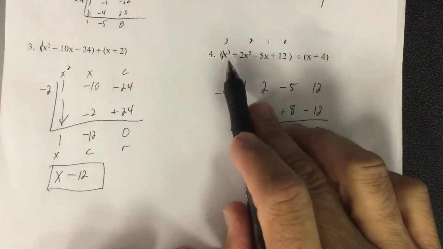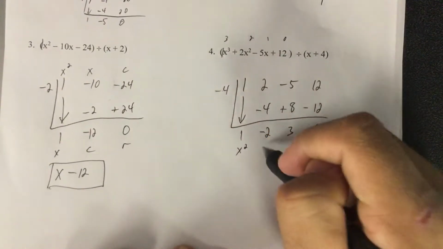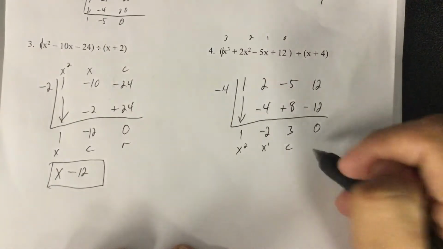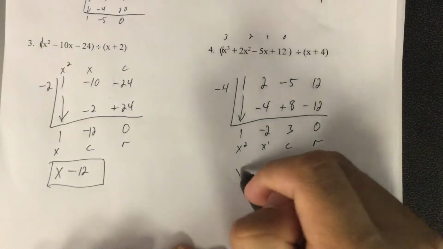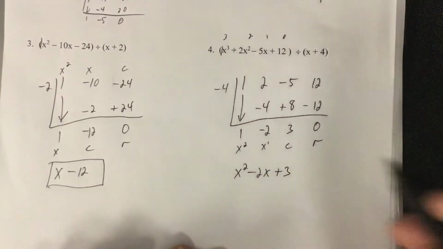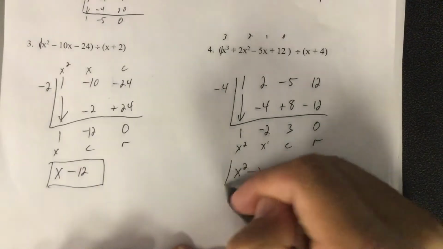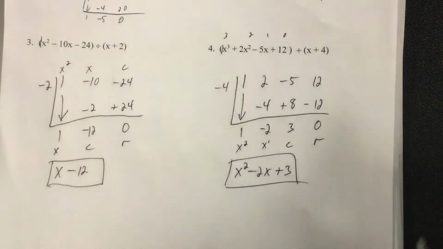So again, this started out with x cubed. So now it's going to go x squared, x, constant, remainder. What does that mean? This is 1x squared minus 2x, positive 3, remainder 0. So if it has a remainder of 0, I don't even have to write it. You've got to admit now that's faster, right? That's pretty easy. Okay? Let's look at a problem where they would mess you up.